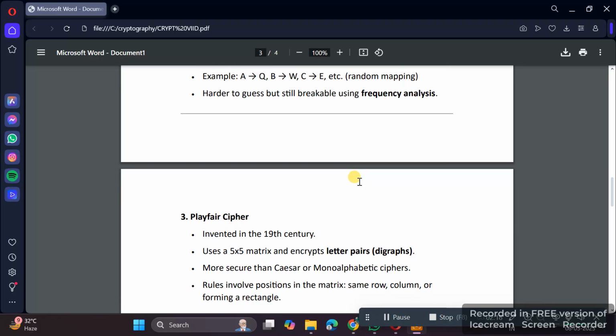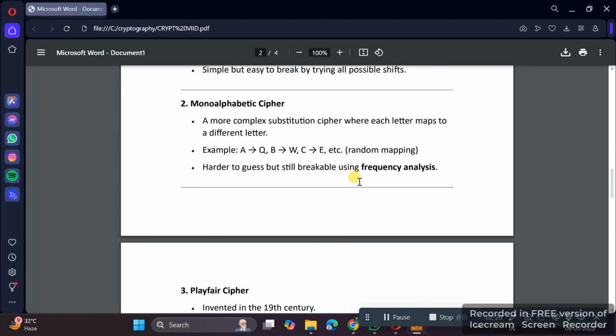The advantage is that it is more complex than the Caesar cipher. And if there is some advantage, there will be some disadvantage. The limitation is that it is still vulnerable to frequency analysis since each letter maps to one symbol only.